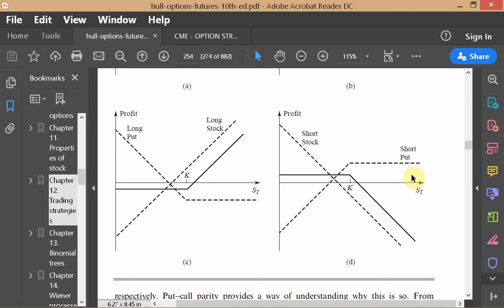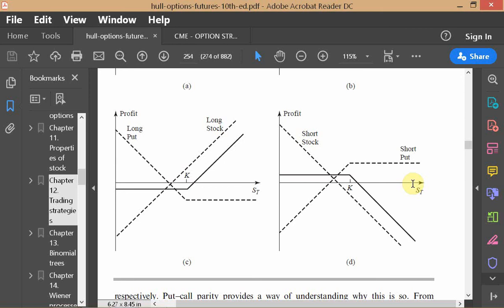Now the question is, when the market price is higher than the strike price, will the holder of a long put exercise? This is graph D that she has referred to as a short put. We are checking to see whether she is correct. Let's assume the perpendicular here is ST. Now ST is higher than K, where K is our strike price and ST is the market price. Are you following so far?